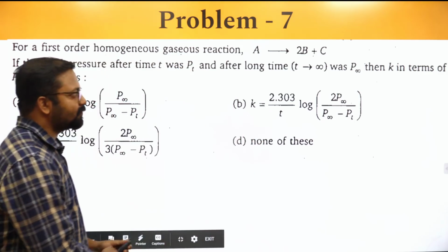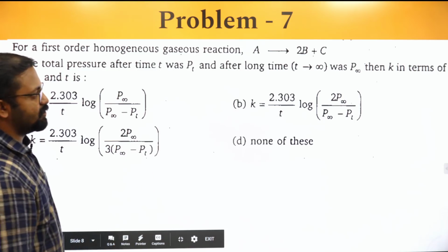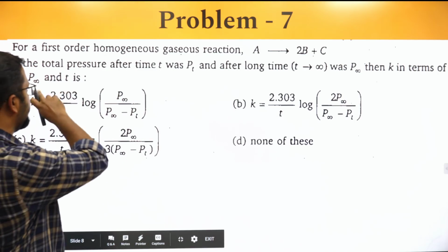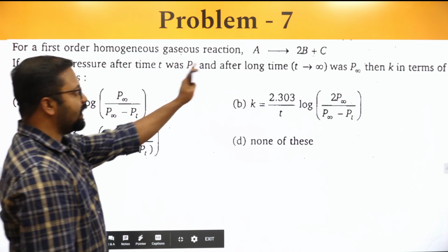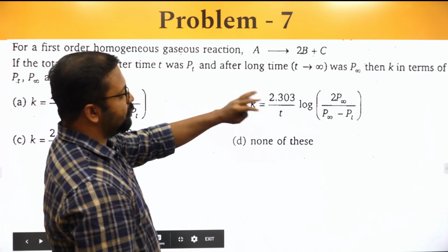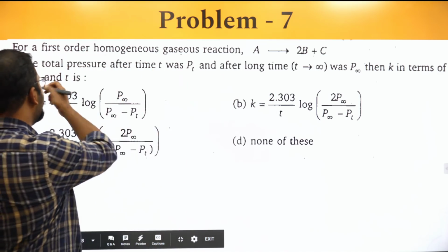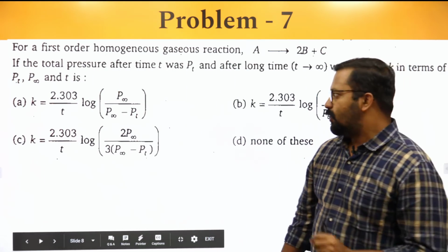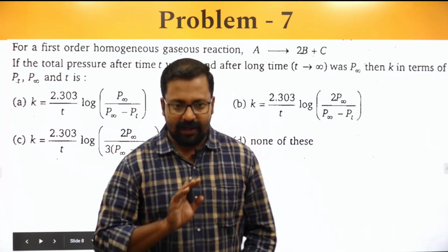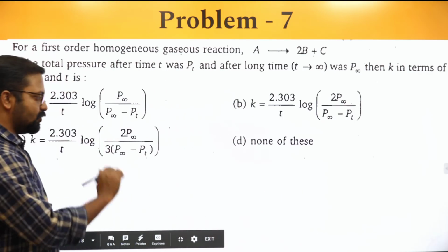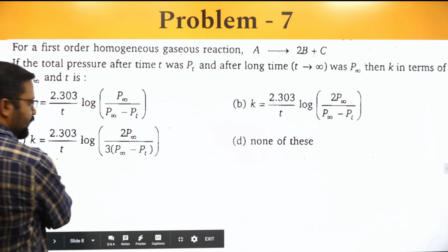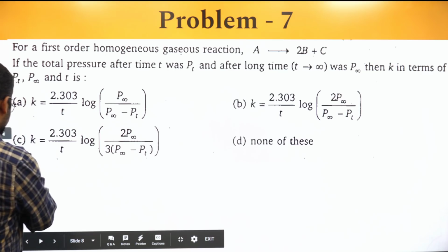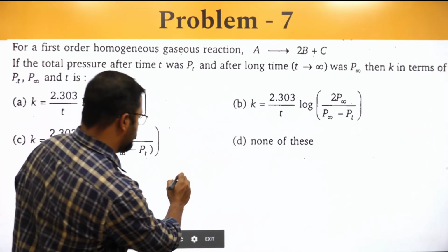It's pretty easy. For a first order gaseous reaction, A changes to 2B plus C. Total pressure after time t was Pt, and after a long time was P infinity. Calculate k in terms of Pt, P infinity and t. Okay, how do we solve this? A is not correct. Sumedh, A is not correct. See, look over here. It's a very simple question.